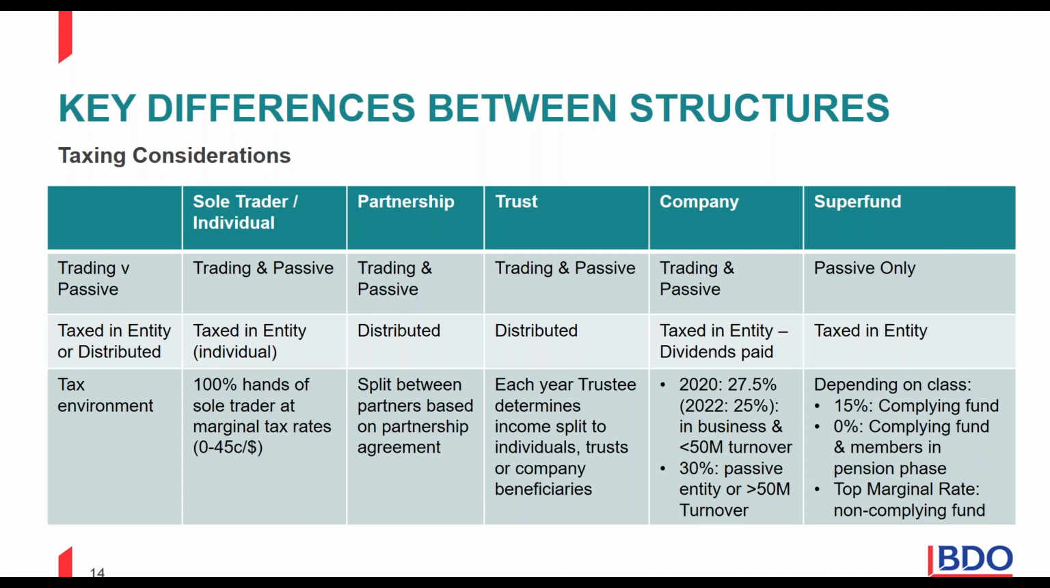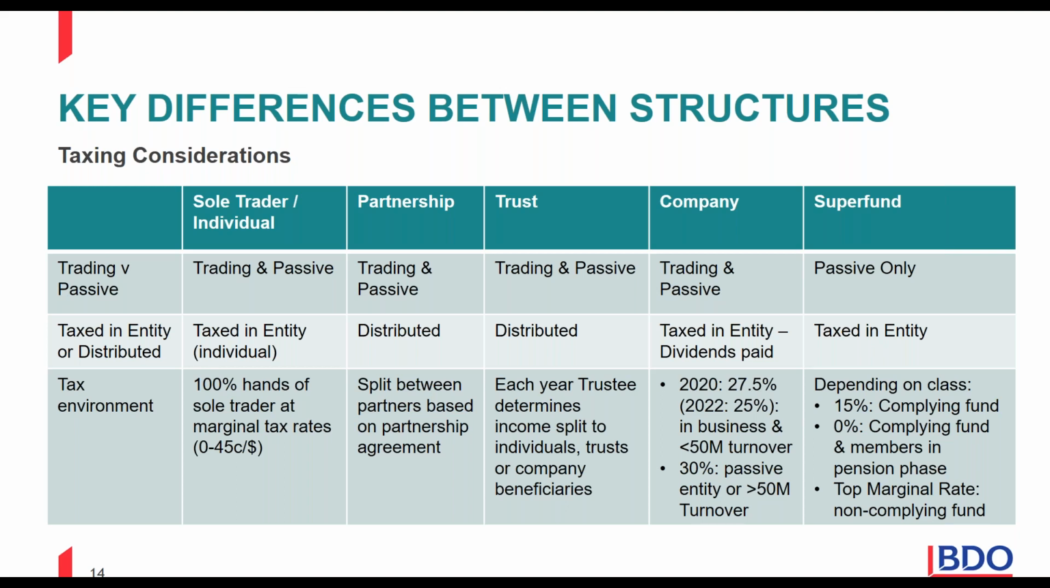Now that creates an interesting situation if you want to accumulate income in a trust environment. It doesn't work. If there's an accumulation requirement, a company is the way to go. Dividends that come out of a company, just to round that conversation out, are taxed in the hands of the recipients, with potentially franking credits applying to reduce the tax.